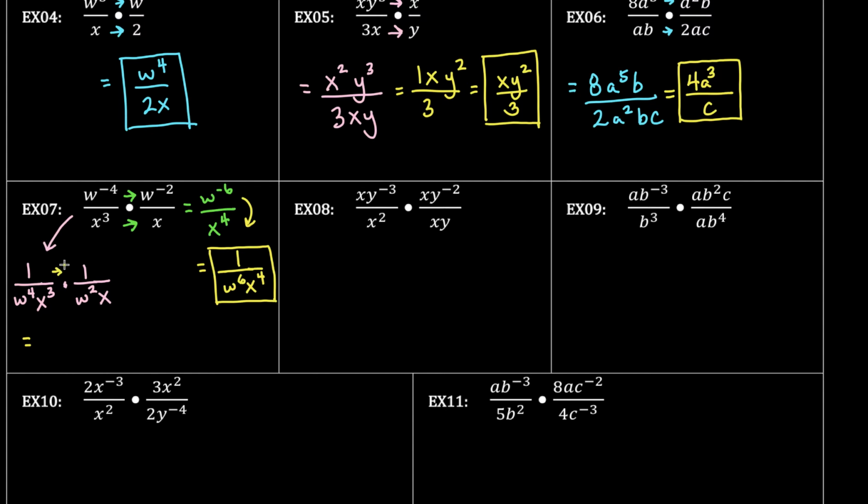I can make that look a little bit better. Okay. 1 times 1 is 1. W to the 4th times w to the 2nd is w to the 6th. X to the 3rd times x is x to the 4th. I'm running out of space down there, so this needs to be longer. W to the 6th, x to the 4th.